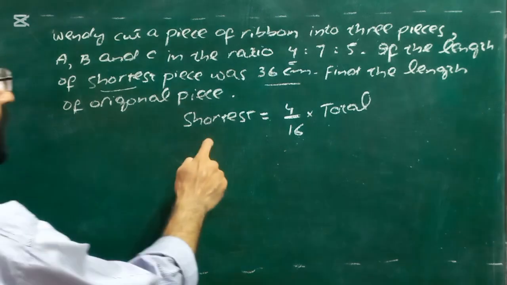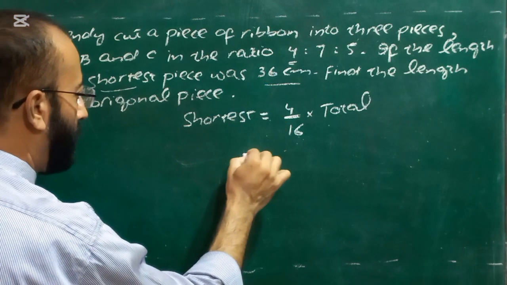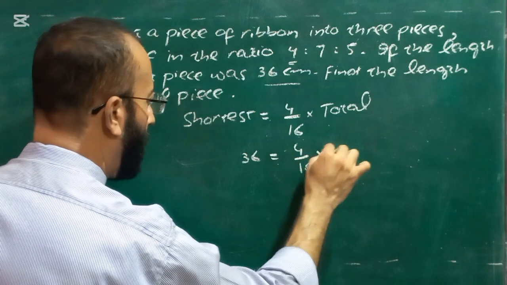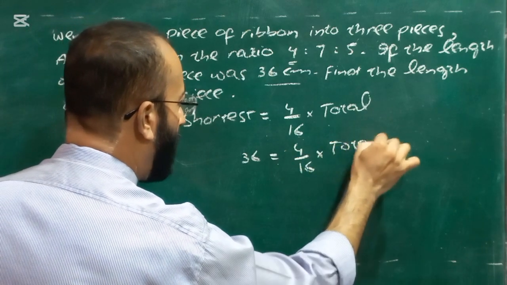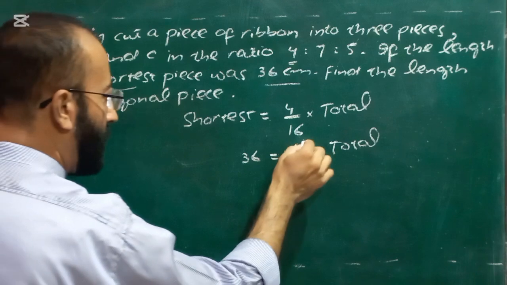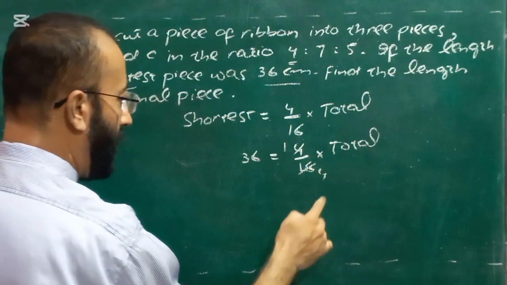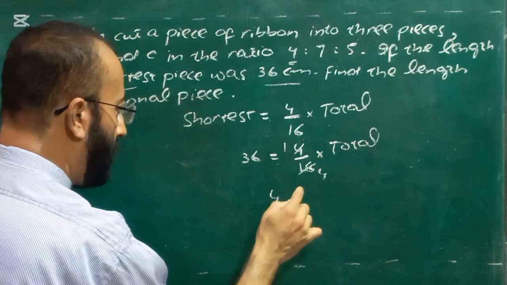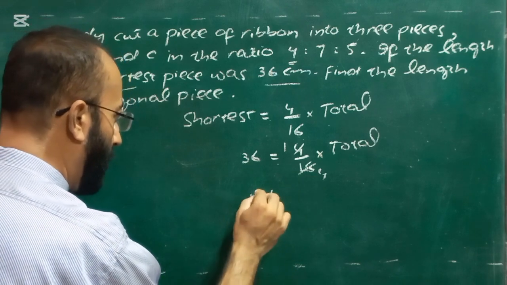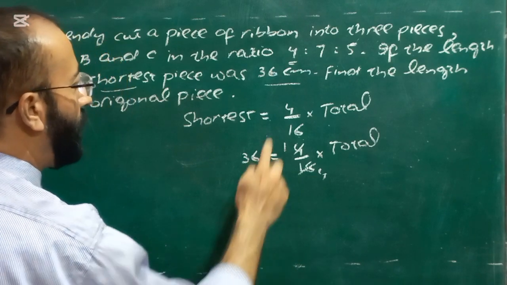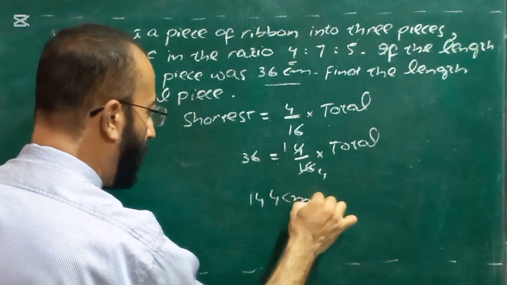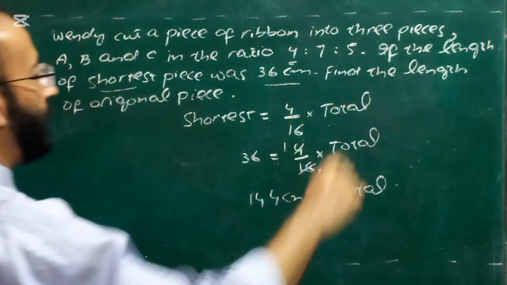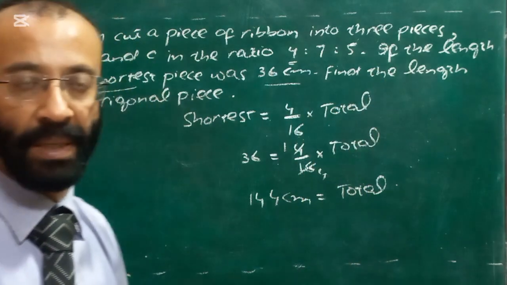Okay, now the shortest is given, that is 36, which will be equal to 4 by 16 multiplied by total. So from here we will find the value of the total. 4 ones are 4, 4 fours are 16, and this 4 will come to the left side. So 4 6s are 24 and 4 3s are 12, that is 144. So the unit will be centimeter. So this is the full length, that is the original piece. So this is the method.